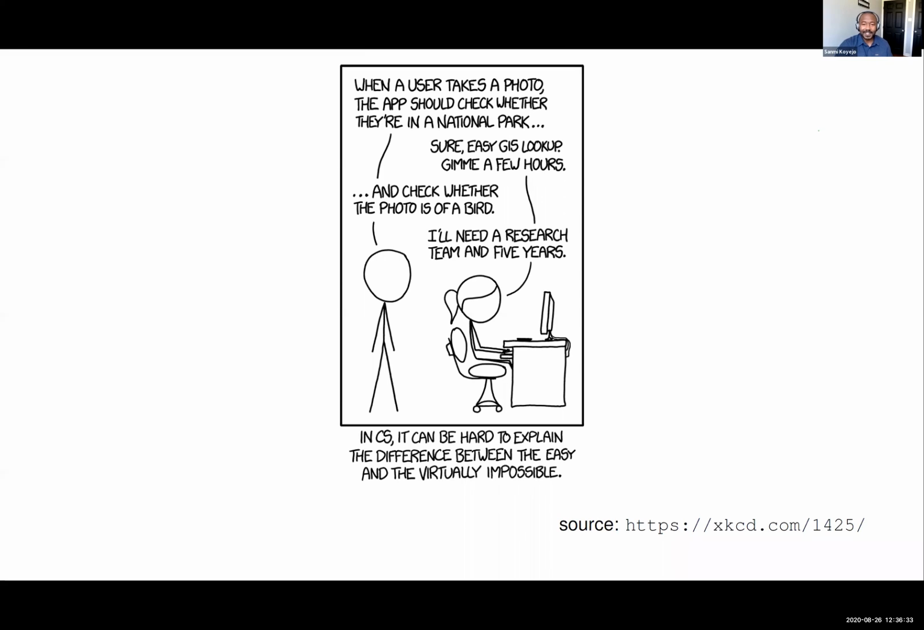What it says is, when the user takes a photo, the app should check whether they're in a national park. And the software engineer says, well, that's easy, just a quick lookup, done in a few hours. And then next it says, well, we should check whether the photo is of a bird. And immediately the complexity goes from a few hours to a research team and 5 years. When designing software code algorithms, it can be hard to reason about what is easy and what is a huge undertaking. The difference between the two can be nuanced, and we'll see a bit of this as we talk about machine learning.